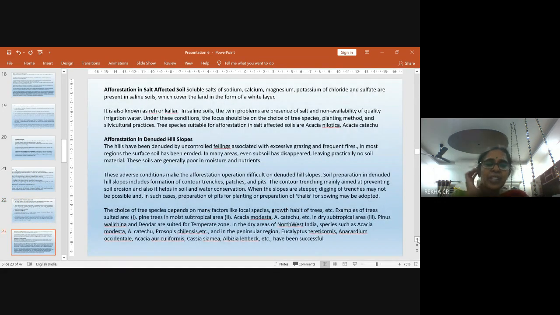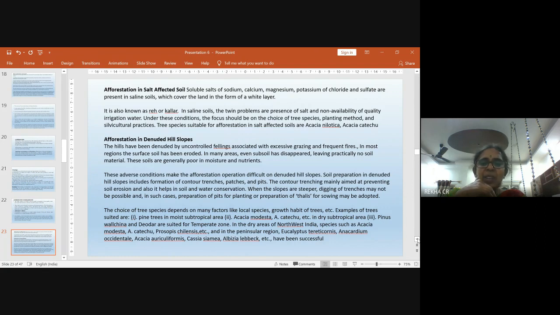So afforestation in salt affected soil. The soil is also affected by a number of salts which make the soil alkaline. The salts of sodium, calcium, magnesium, potassium and sulfate are present in the saline soils, which cover the land in the form of a white layer. So this is also called as reh or kallar.